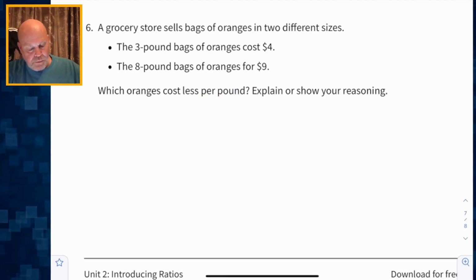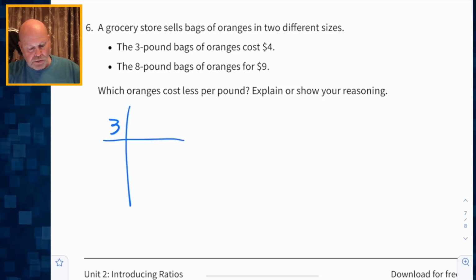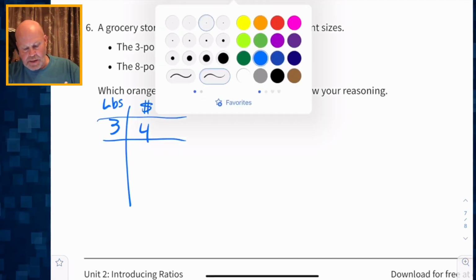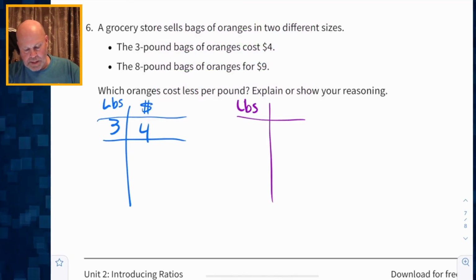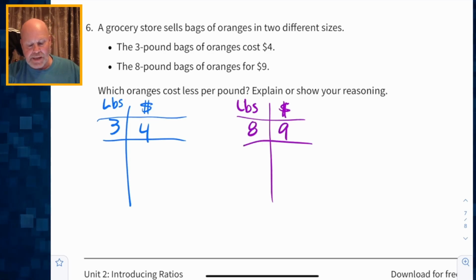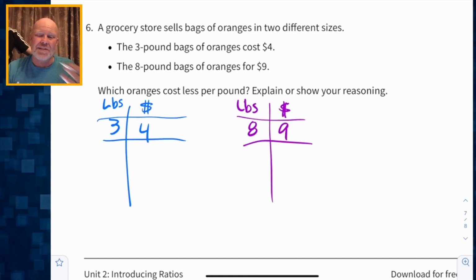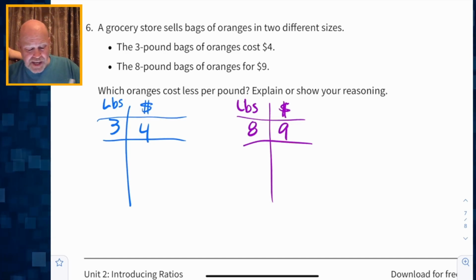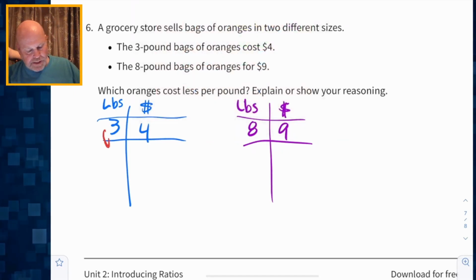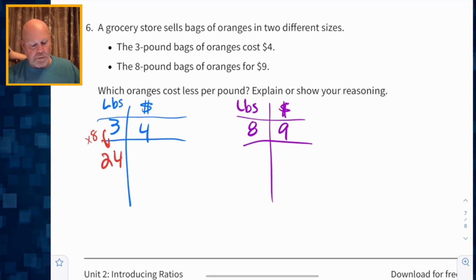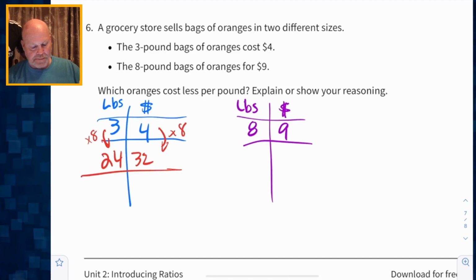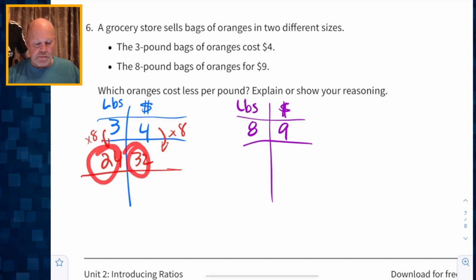All right, so we need to compare these two ratios. One ratio is 3 pounds for $4. Then we have another bag, 8 pounds for $9. Somehow we need to get either common pounds or common dollars. It doesn't really matter, they'll both allow us to answer the question. So I'm probably going to get common pounds. If I times by 8 here, that gives me 24 pounds, and times by 8 gives me $32. So 24 pounds gives me $32.